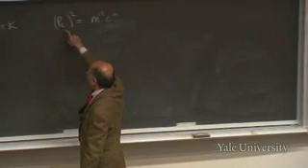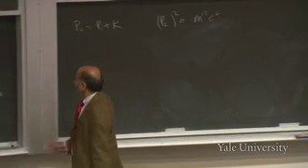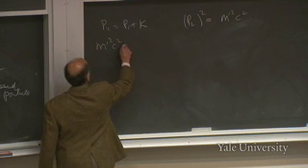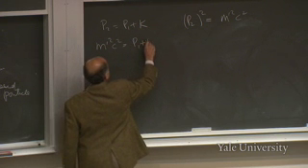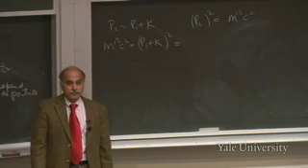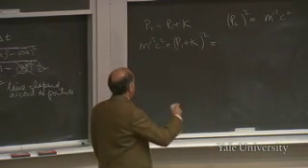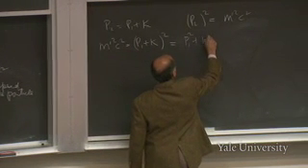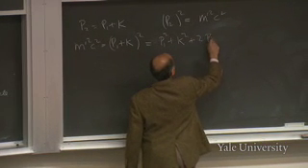So go directly for P2 squared. The quantity we're looking for is m prime square c square. That's got to be P1 plus K, the whole thing squared. Well, do the old algebra. That's equal to P1 square plus K square plus twice P1 dot K.